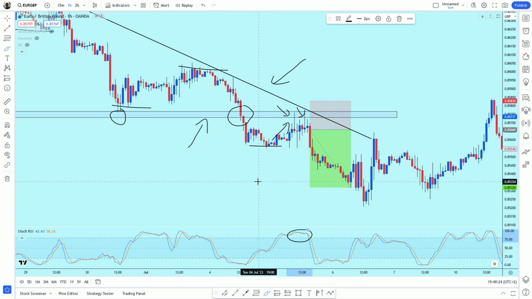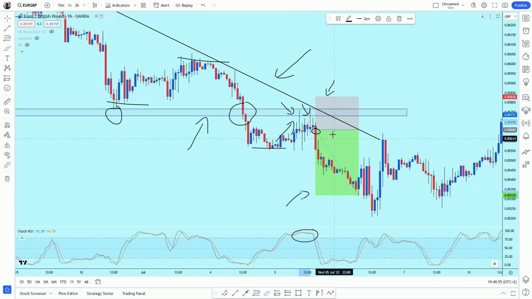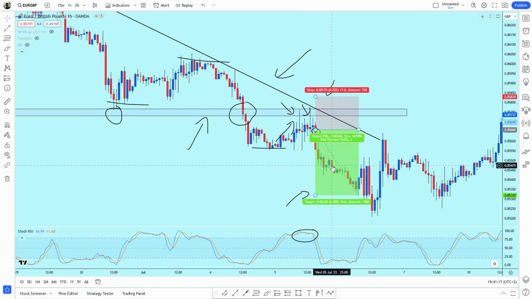When I combined all these reasons, I decided to sell. I decided to sell here and put my stop loss above this significant zone and this bearish trend line, and this time I placed my take profit based on a risk-reward ratio. I aimed for a risk-reward of 1 to 2. As you can see, I risked 17 pips in order to gain 34 pips.